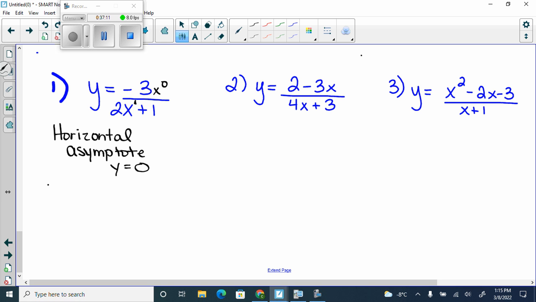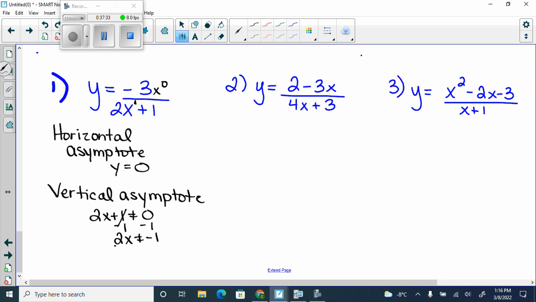My vertical asymptote is based off of my non-permissible value, unless it cancels off, like it did in the last example, right? But 2x plus 1 is not canceling off. We agree? So how do we find our vertical asymptote? We take that denominator, 2x plus 1, and we say it can't equal 0. Subtract 1. 2x cannot equal negative 1. Divide by 2. X cannot equal negative a half. So my vertical asymptote is actually at x equals negative a half.